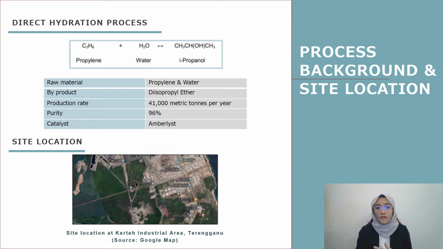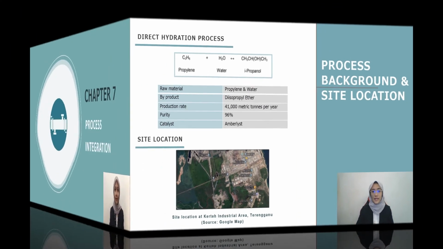As for the location of the plant, it will be constructed in Kerteh Industrial Area, Terengganu, as this site is strategic in terms of raw material availability, readily available infrastructure, and attractiveness towards internal and external investors.